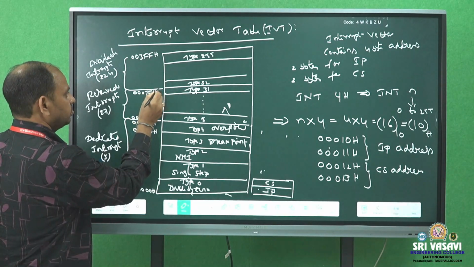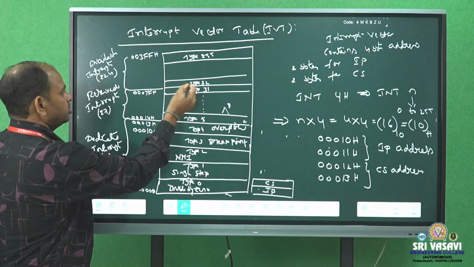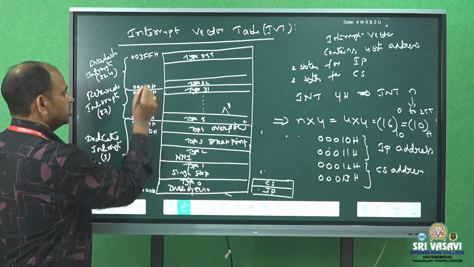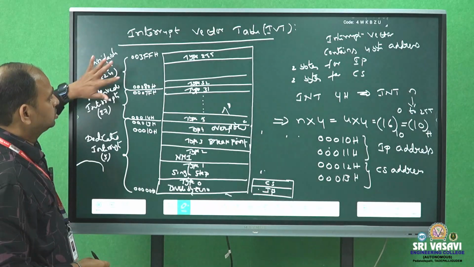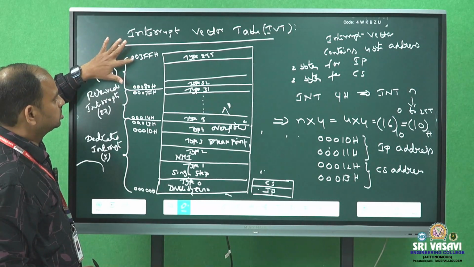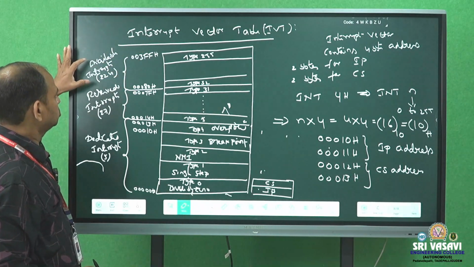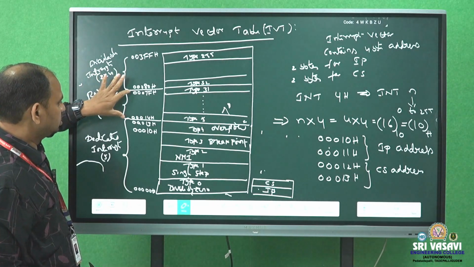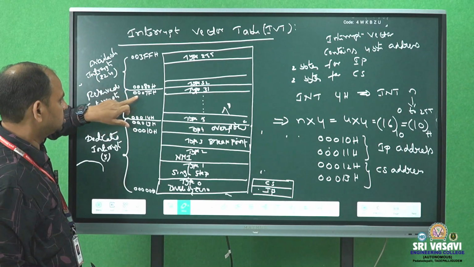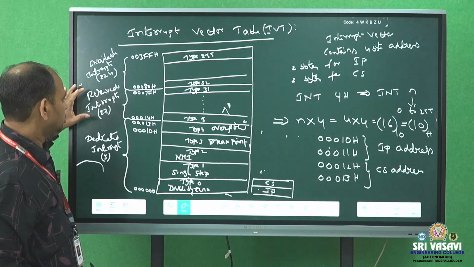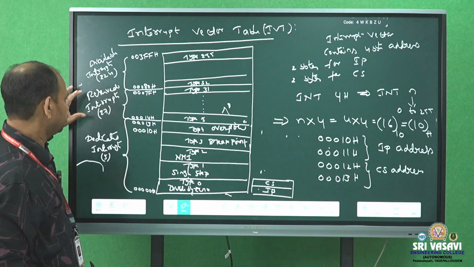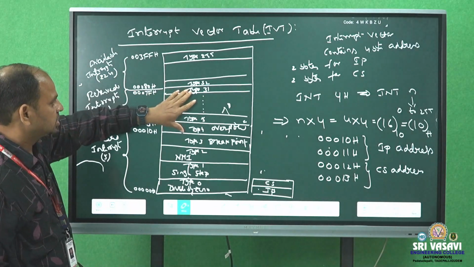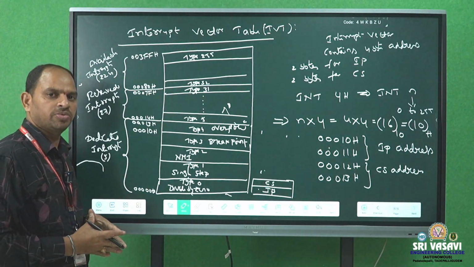0007FH, and type 32 starts with the address 00080H. Okay, so 00080H to 003FFH, those are the available interrupts. And the address range 00014H to 0007FH is reserved for the reserved interrupts, meaning these interrupts are reserved for future microprocessors.